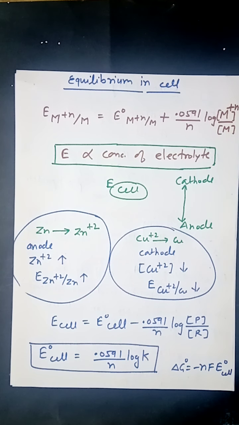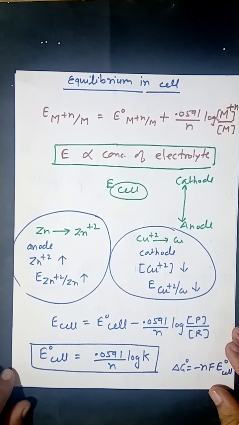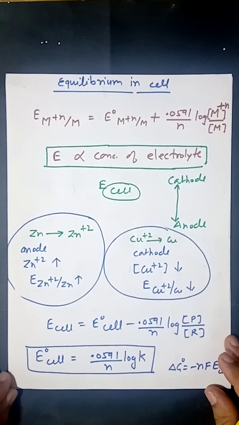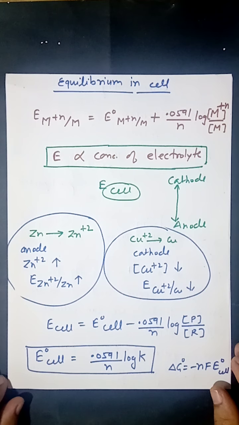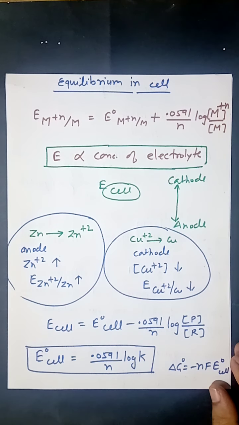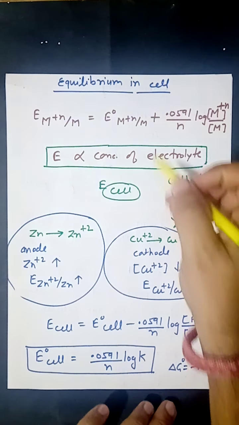Then another point is equilibrium in cell reaction. You know that whenever you use an electrochemical cell, after some time either they discharge and you have to recharge them, or you have to throw them and replace them. And the reason is because whenever they produce electricity, they undergo chemical reactions, and due to these chemical reactions, after some time they have to be recharged or replaced. So what is the meaning of equilibrium in cell reaction?